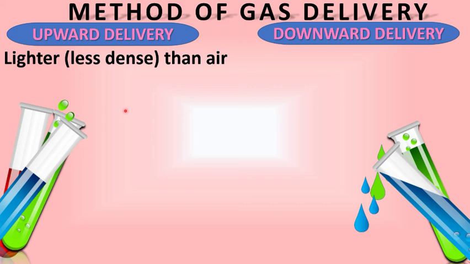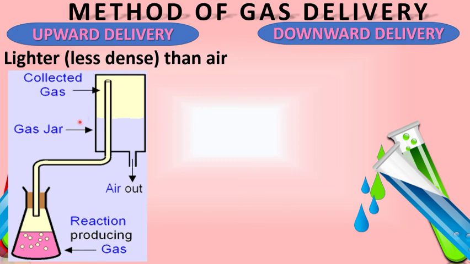For instance, we have this diagram of a gas that is being prepared from a reaction. Now the gas is produced and it is collected into a gas jar. Remember that this gas jar is not a vacuum, it contains air as it were. But when we compare the density of the gas and the density of the air in this place, we find out that the gas is lighter than the air.